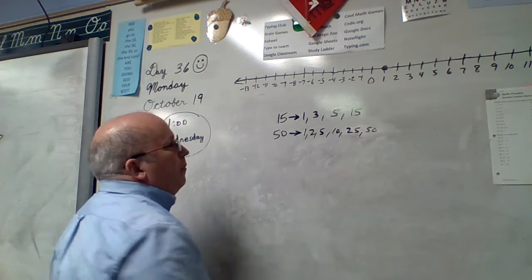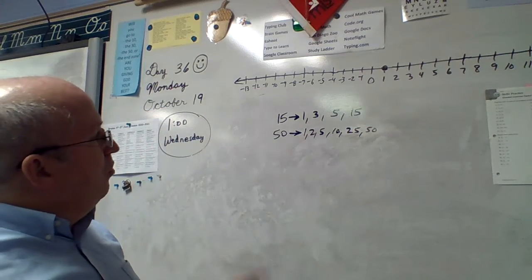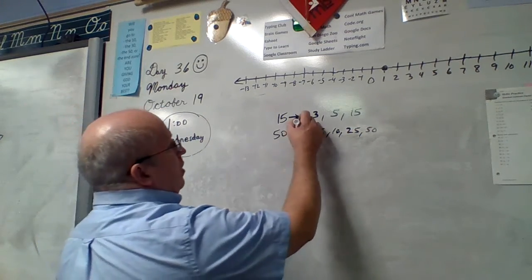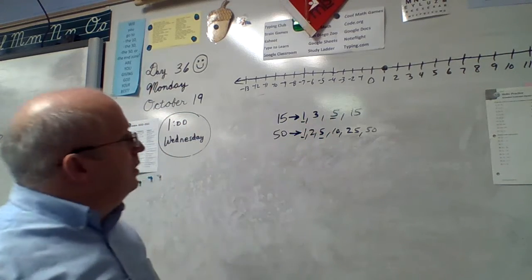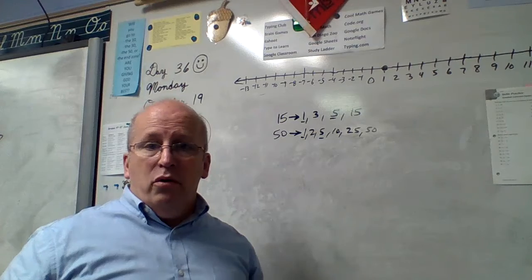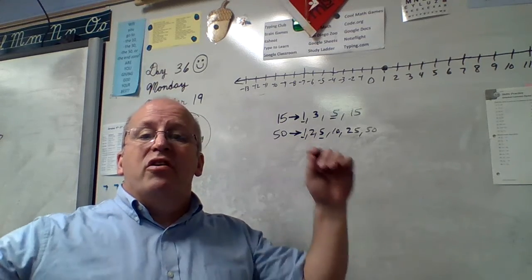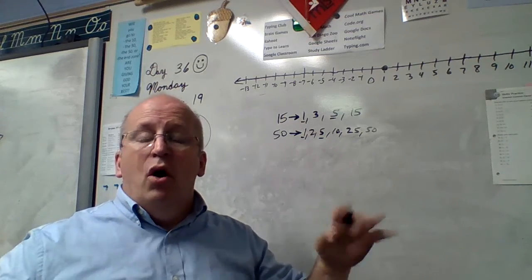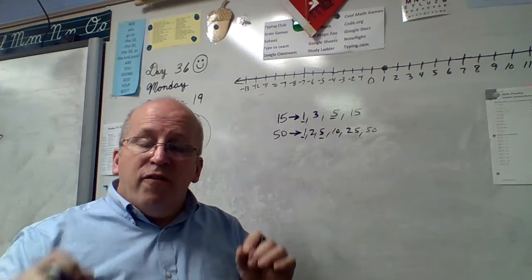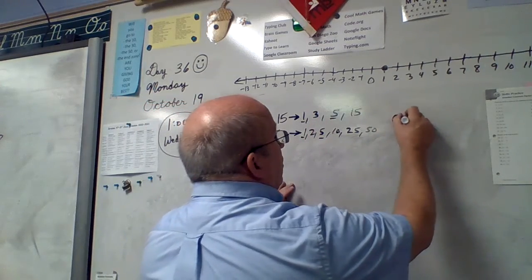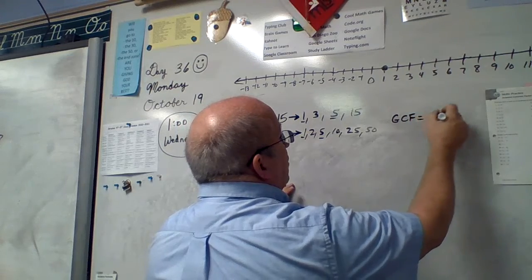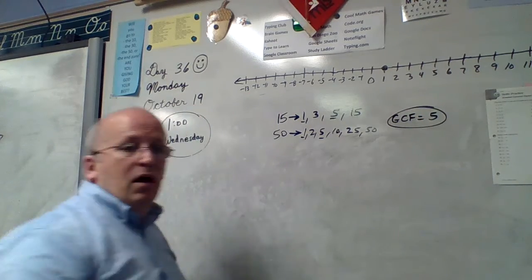Then, the next step. I look for the factors that they have in common. They have a 1 in common. They have a 5 in common. And I think that's it. So what's the greatest common factor? Or in other words, the greatest factor that both of them have in their list? In this case, the greatest common factor is 5. That's method 1.